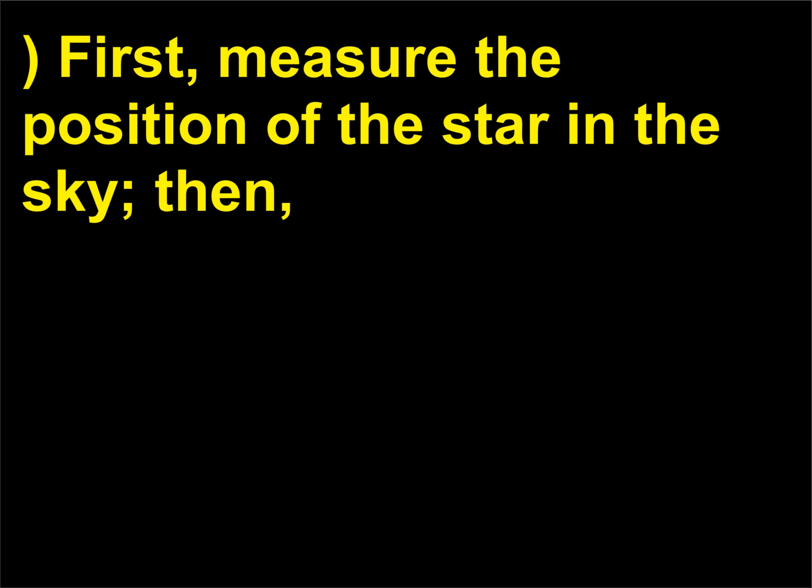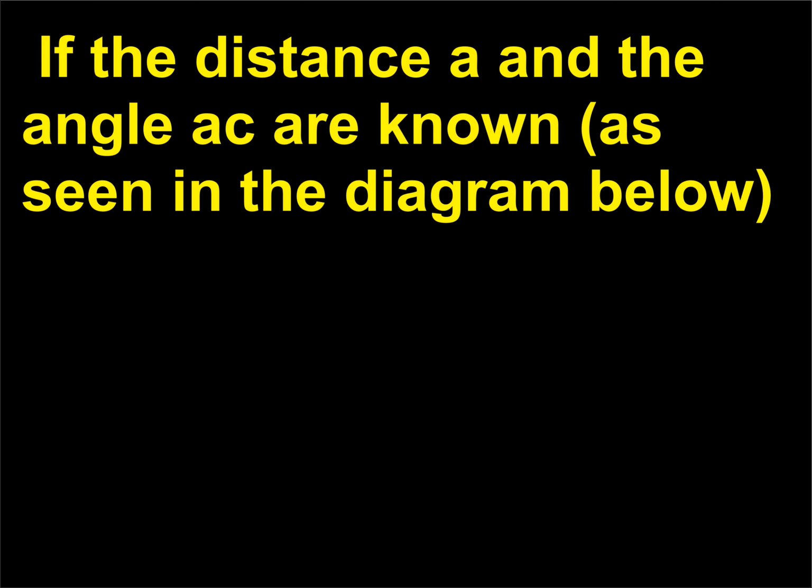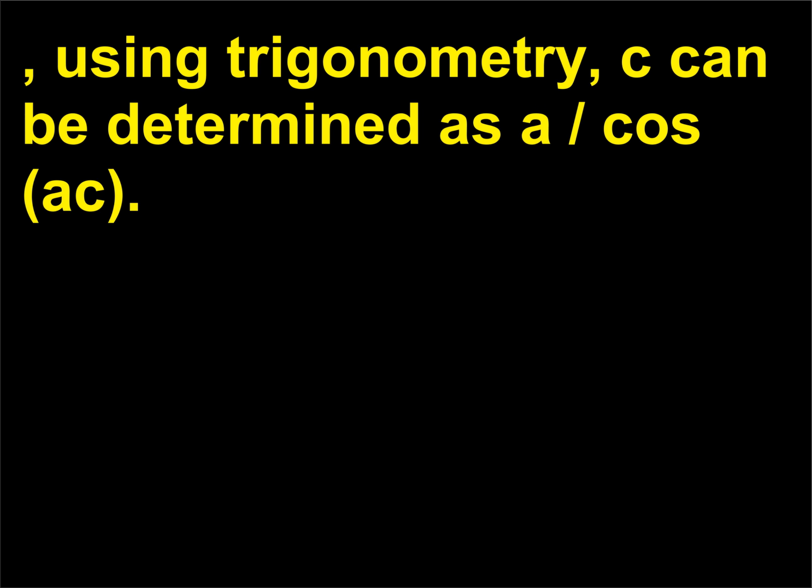First, measure the position of the star in the sky, then measure it again in 6 months when the Earth is on the opposite side of its orbit. If the distance A and the angle AC are known, as seen in the diagram below, then using trigonometry, C can be determined as A/cos AC.